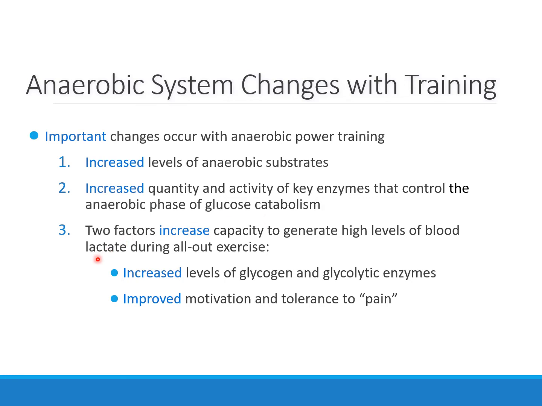We get two factors that increase capacity to generate high levels of blood lactate during all-out exercise. Number one is increasing the levels of glycogen and glycolytic enzymes, so the ability to break down this glycogen. And number two is the improved motivation and tolerance to pain. So as you start to get more trained, that burn that you get in the muscles actually starts to kind of soften a little bit, and you get a better capacity to take on more exercise load.